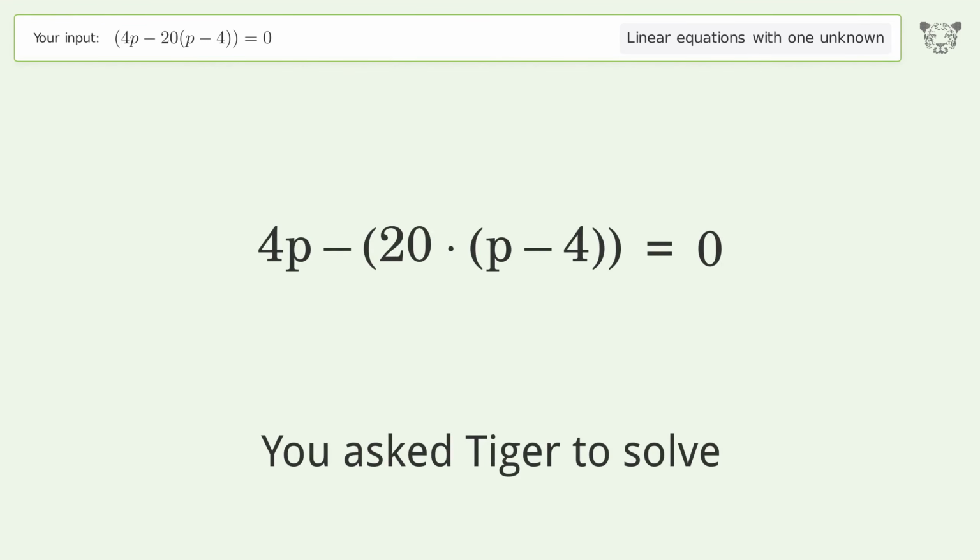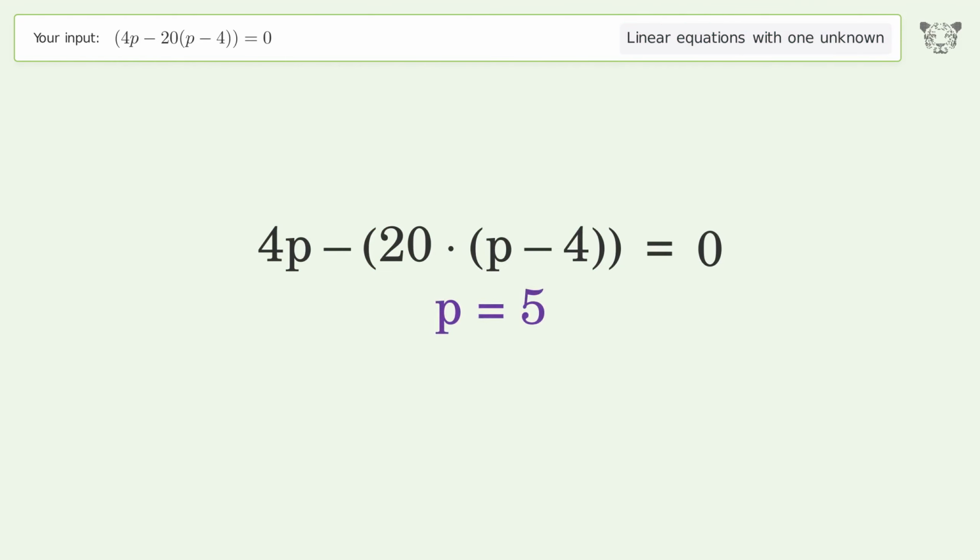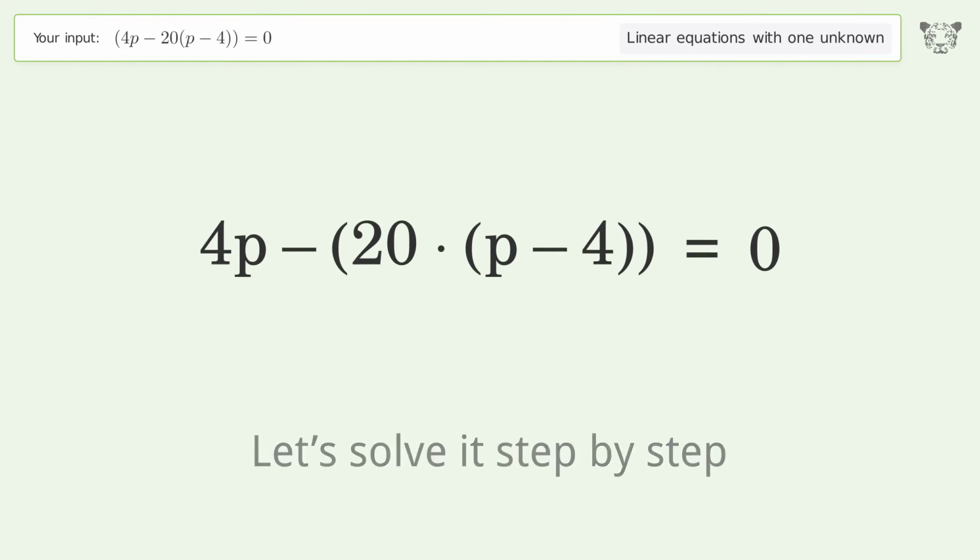You ask Tiger to solve this. This deals with linear equations with one unknown. The final result is p equals 5. Let's solve it step by step.